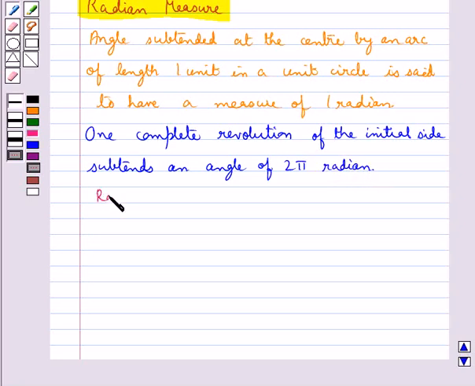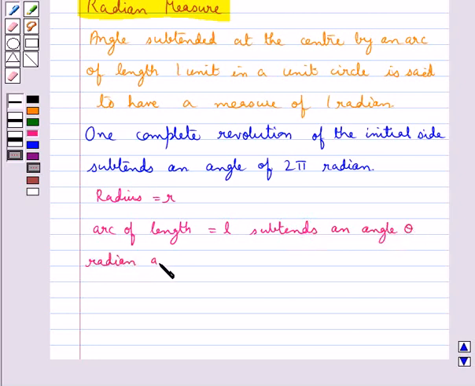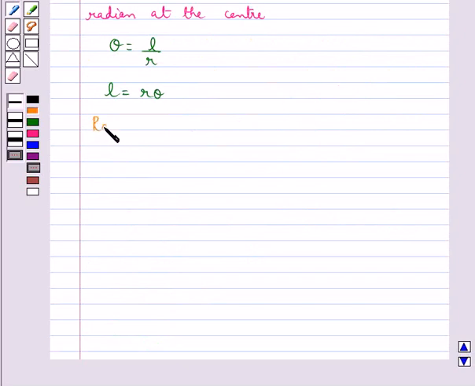In a circle of radius r, an arc of length l subtends an angle theta radian at the center. We have theta is equal to l upon r, or we can say that l is equal to r theta. Radian measures and real numbers are considered as one and the same.